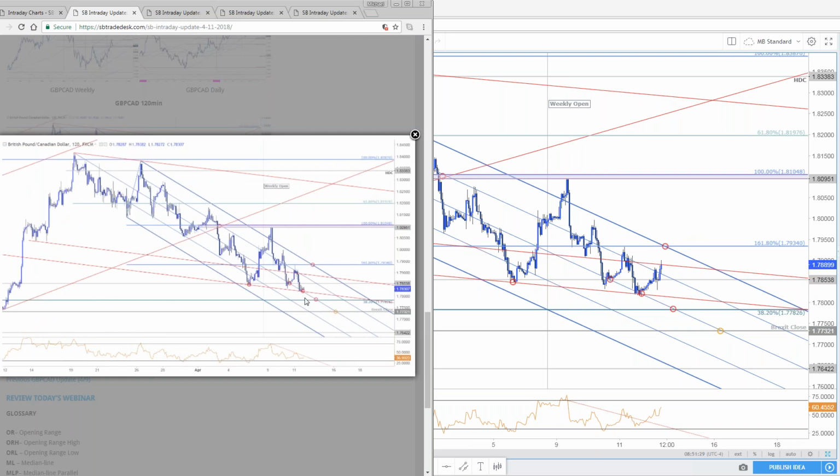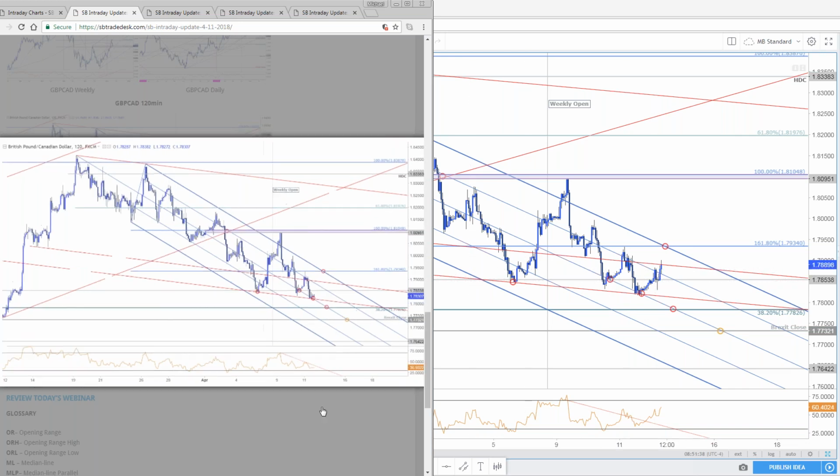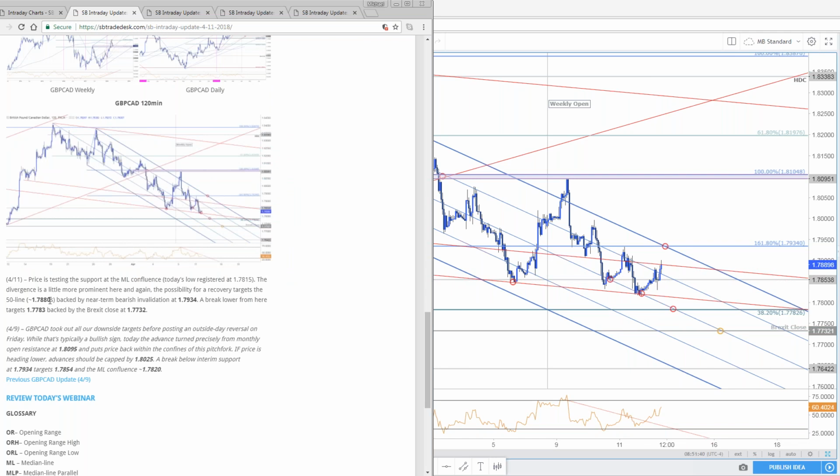Okay, so here's where we were last night. Initial resistance we were talking about being at the median line, at the 50 line. We're breaking that right now. I think I wrote 78.80s. Yep, 78.80s. So we're breaking that right now. Bearish invalidation for the near-term trend still is 79.34.